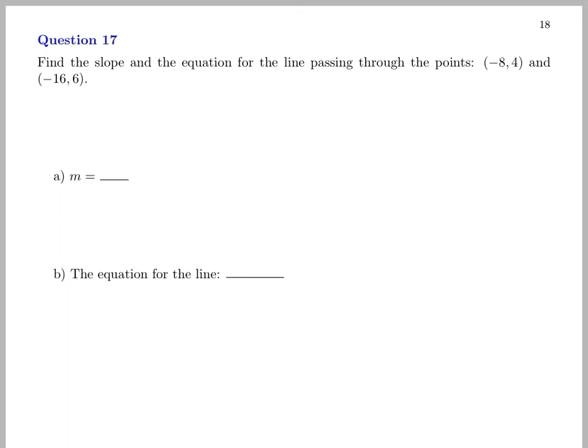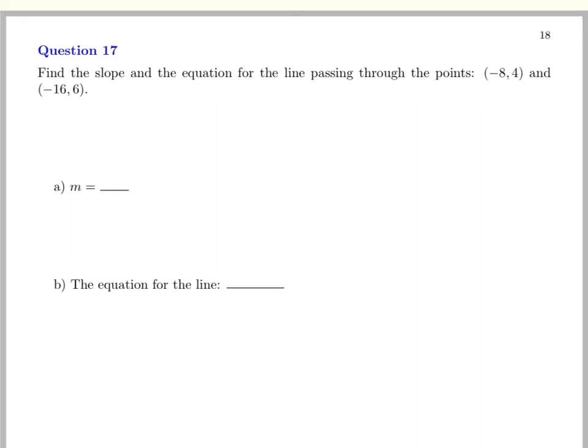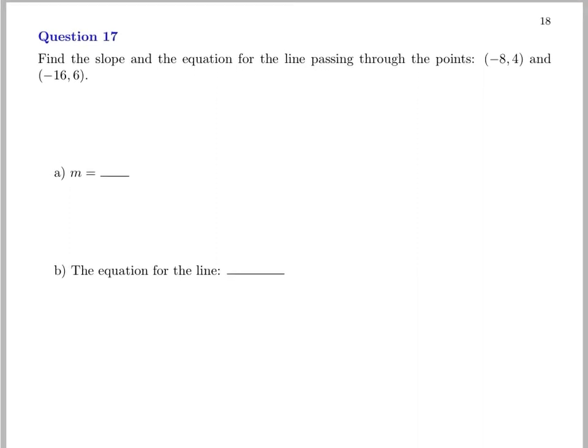To find the slope of the line through two given points, I use the formula for the slope. So it's the change in y over the change in x. So 4 minus 6 over minus 8 minus minus 16. 4 minus 6 is minus 2. This is minus 8 plus 16, so it's 8. So that reduces to minus 1/4. That's my slope.